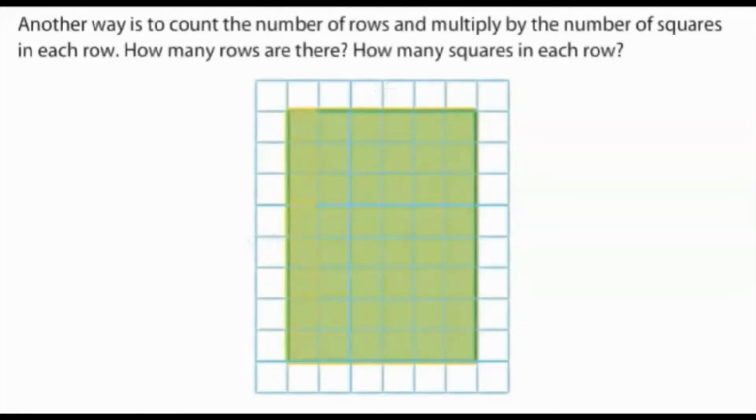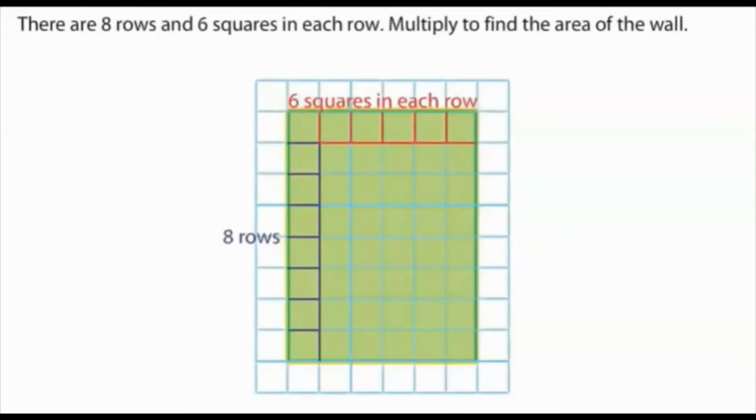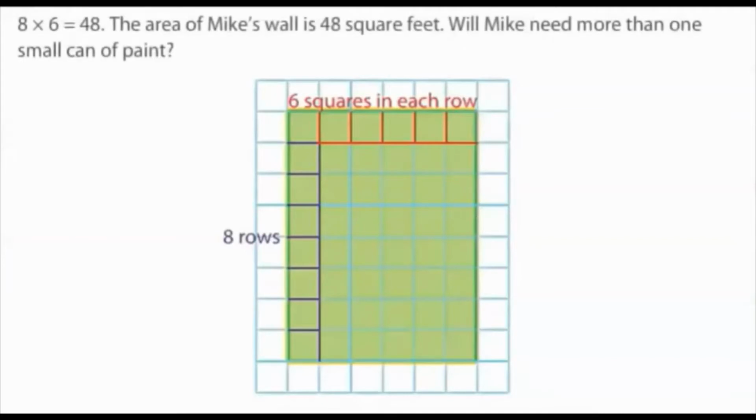Another way is to count the number of rows and multiply by the number of squares in each row. How many rows are there? How many squares in each row? There are 8 rows and 6 squares in each row. Multiply to find the area of the wall. 8 times 6 equals 48. The area of Mike's wall is 48 square feet.